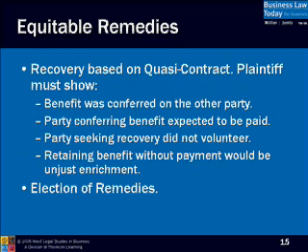And finally, election of remedies. We can't always get every remedy at the same time. Let's say we're going to buy a house and the other party doesn't want to sell it to us anymore. And so we're damaged. Can we ask for specific performance, a sale of the home to us, and the amount of damages for not getting the home?